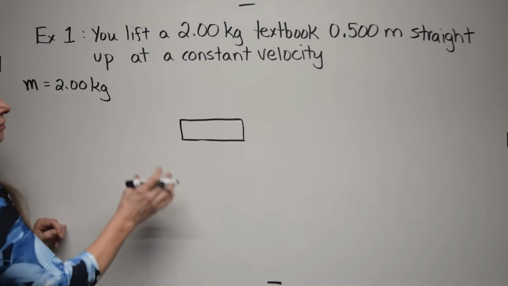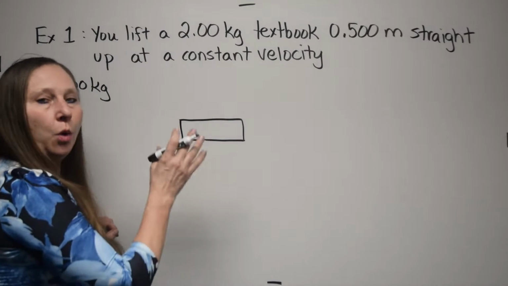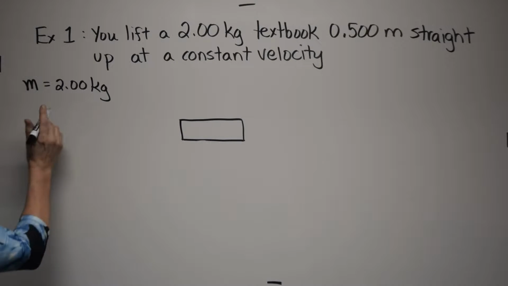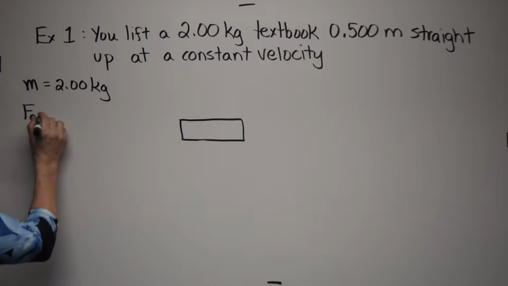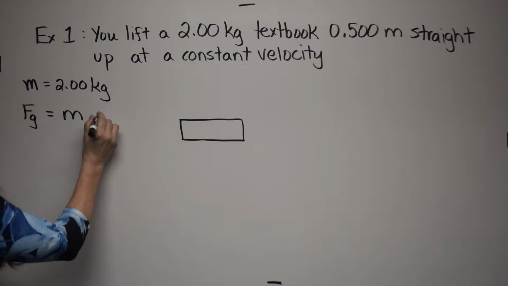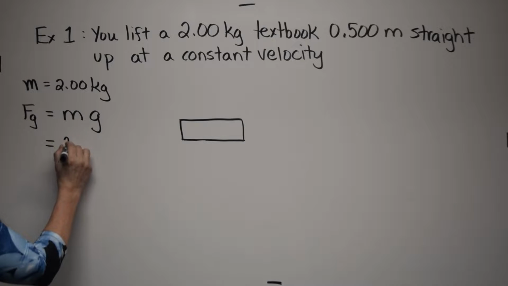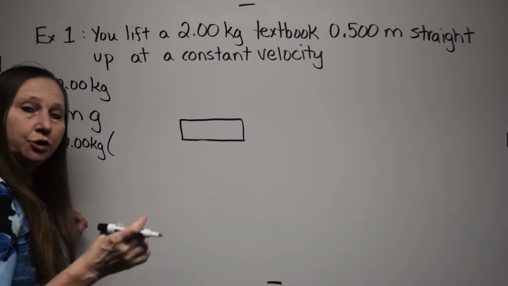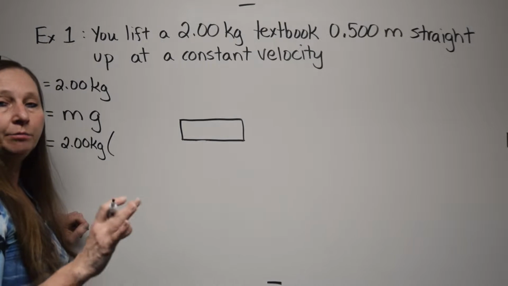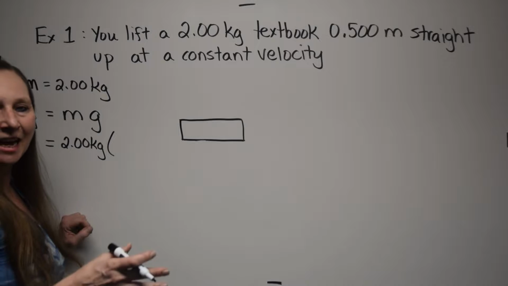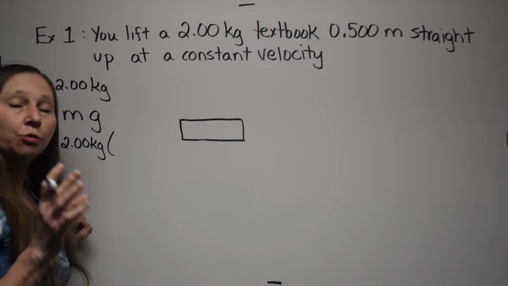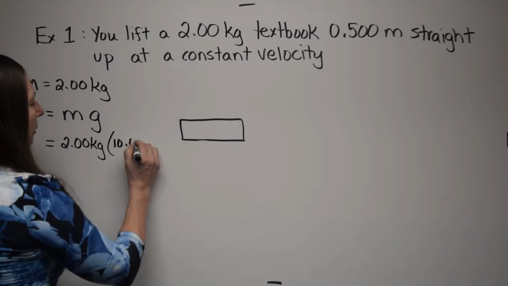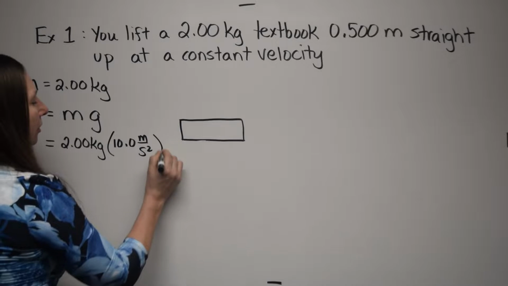Now, the force would be the weight of the book. So we need to convert the book's mass into weight. The symbol for weight is Fg, and the equation is Fg equals m times g. The mass of the book is 2.00 kilograms. G, the acceleration due to gravity of the Earth, I'm not going to use 9.81. I like to use 10.0. If your teacher wants you to use 9.81, then do that. So here's 10.0 meters per second squared for the Earth.